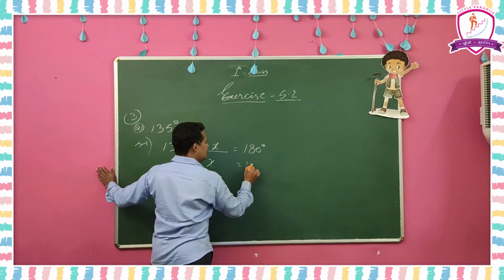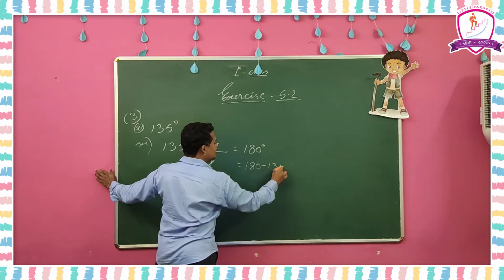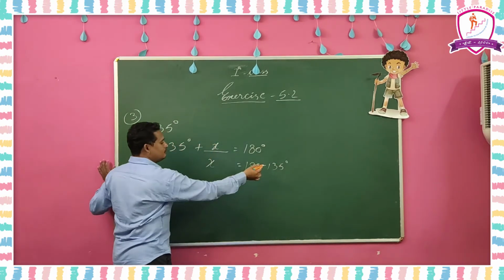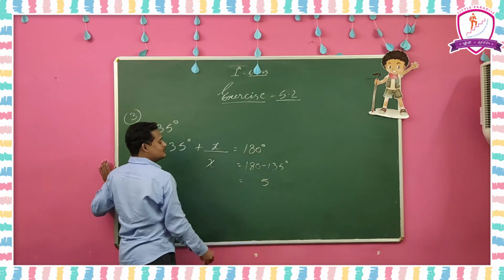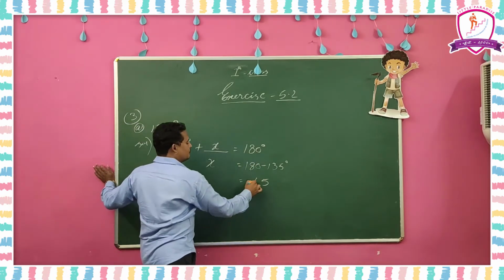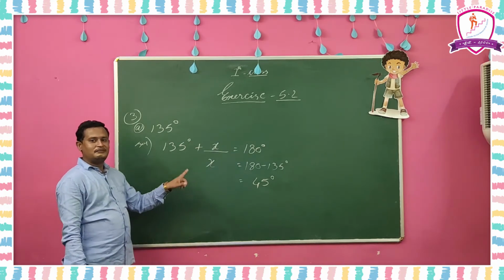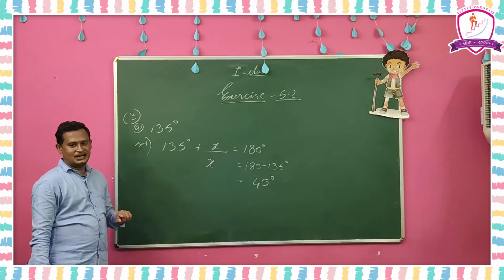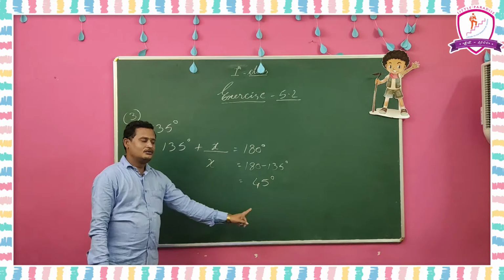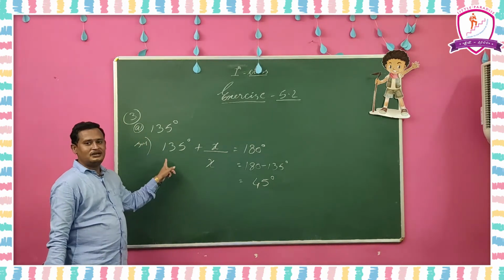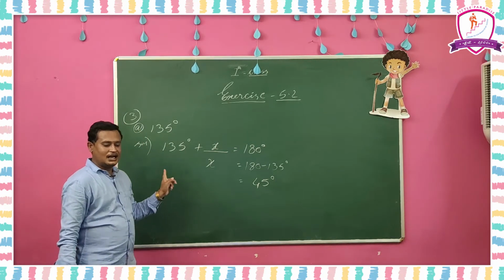So 180 minus 135 degrees is equal to 45 degrees. So 45 is the supplement for 135. That statement you have to write here: 45 is the supplement for 135. Okay, like that you have to write.